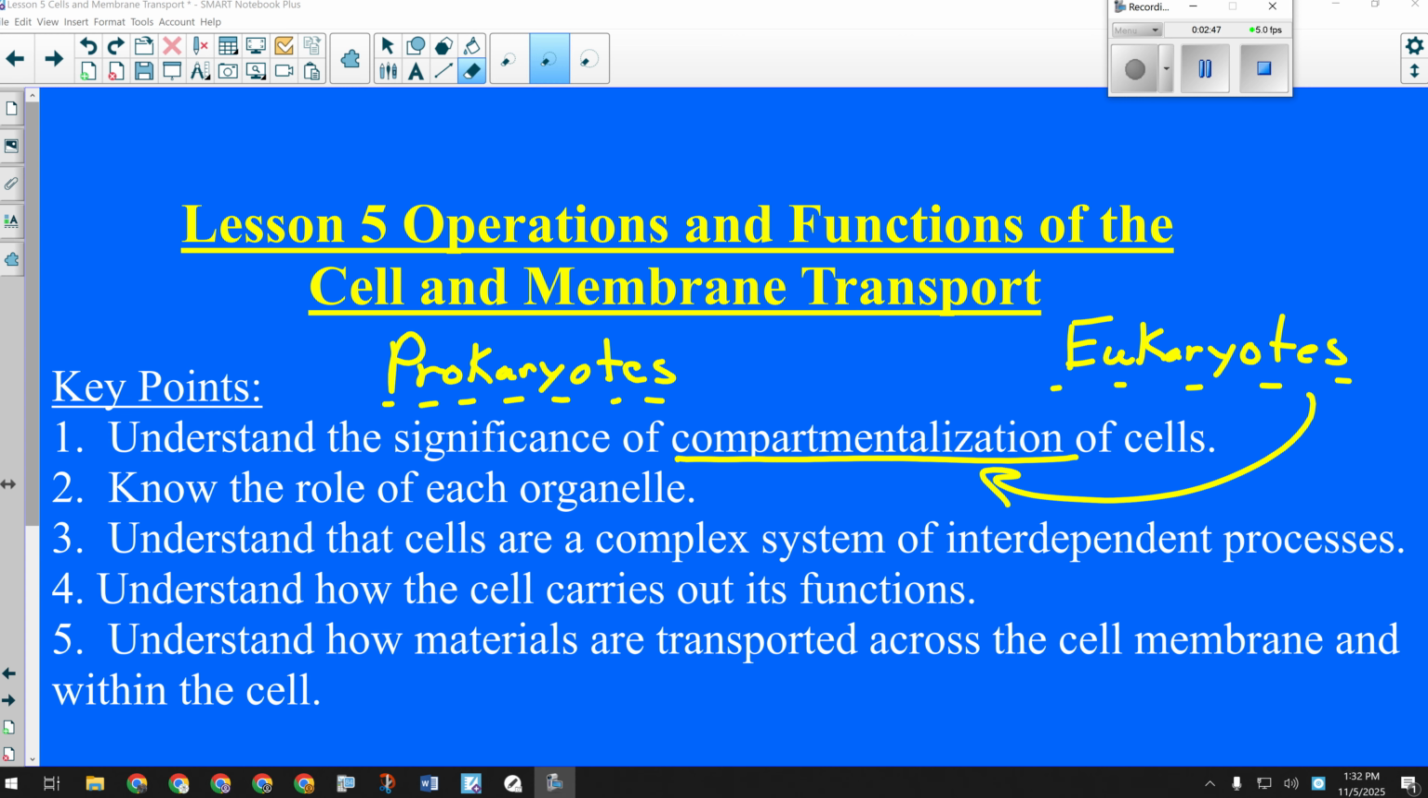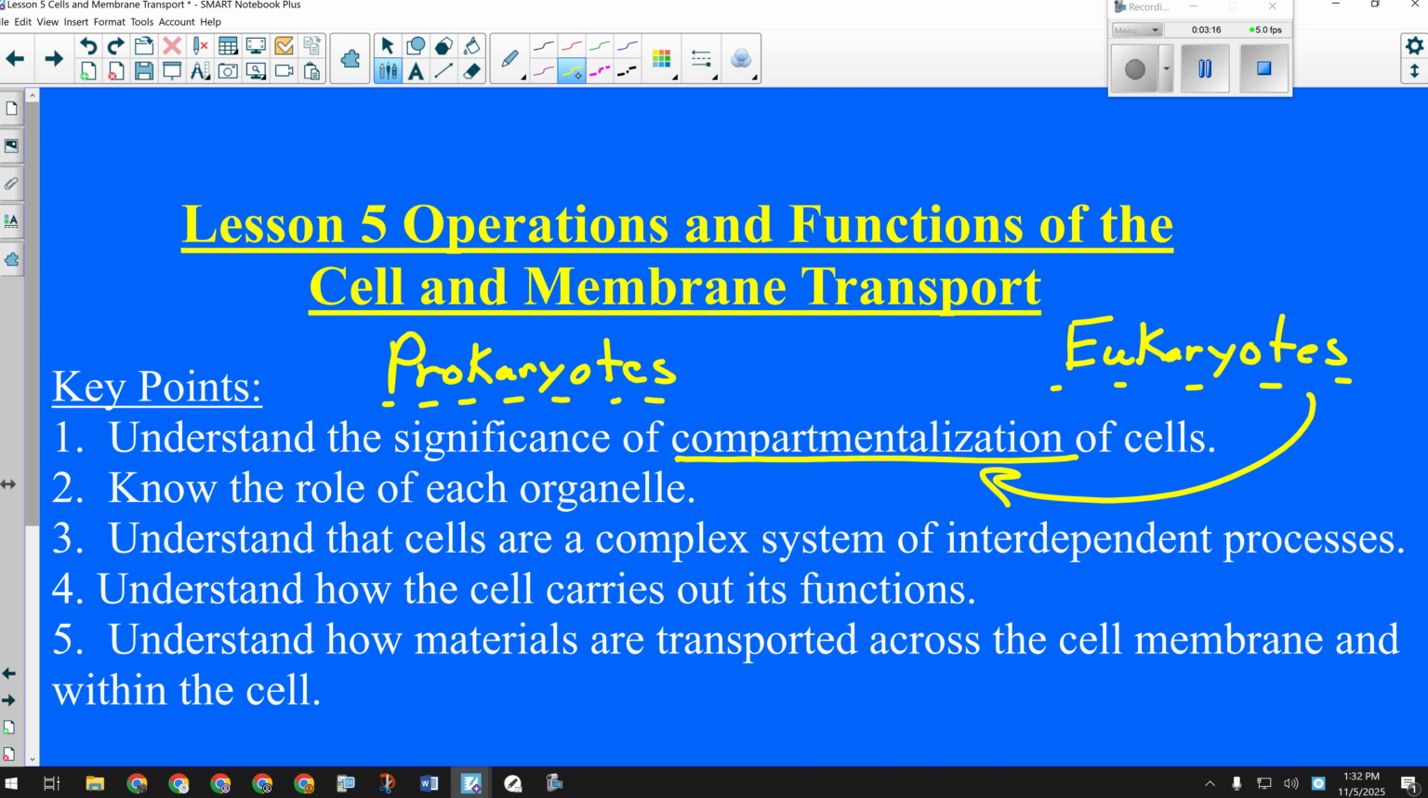Okay? All right. So, operations and functions of the cell membrane, okay, or cell and membrane transport. So, the first and most important word we want to focus on here is this one, compartmentalization. Okay, so that one there, underline that. Compartmentalization means that the cell is broken up into different internal rooms or different internal compartments.